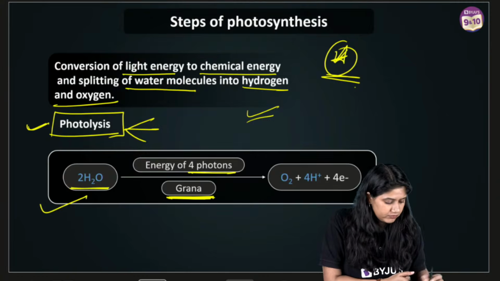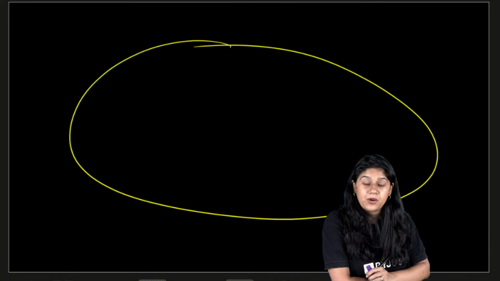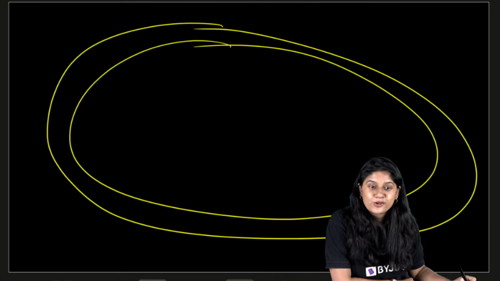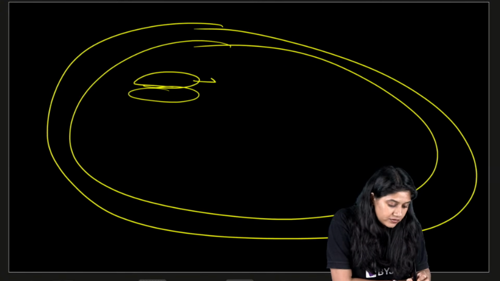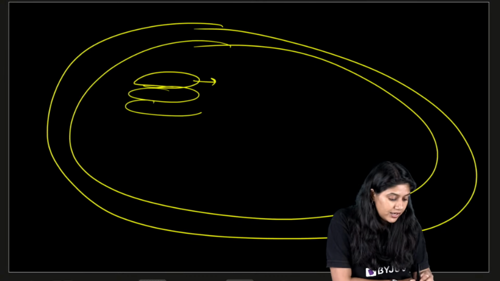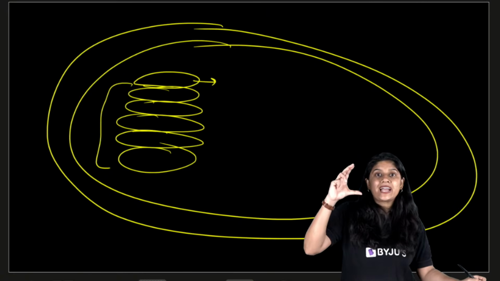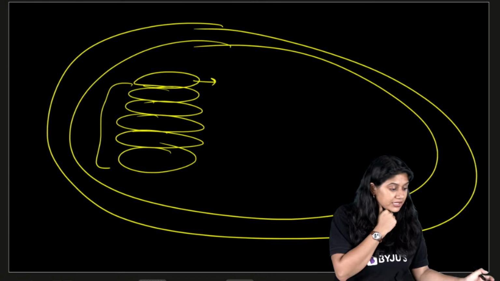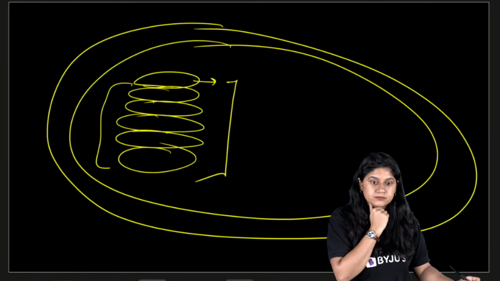Grana. In class 9th, we have discussed it. I'm just revising it for all of us. I'm sure you remember the structure of the chloroplast. What we have are the thylakoids. The one single disc-like structure is called a thylakoid. The grana is the stack of it. Can you see this? This whole stack is called the grana. Everyone, are we clear?